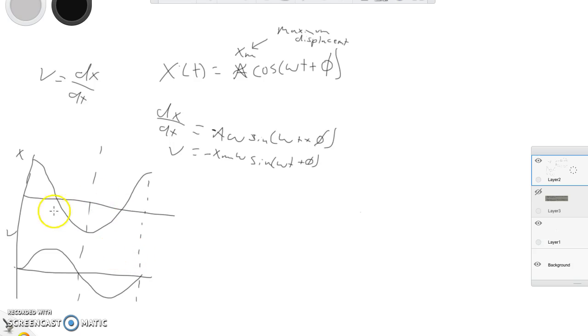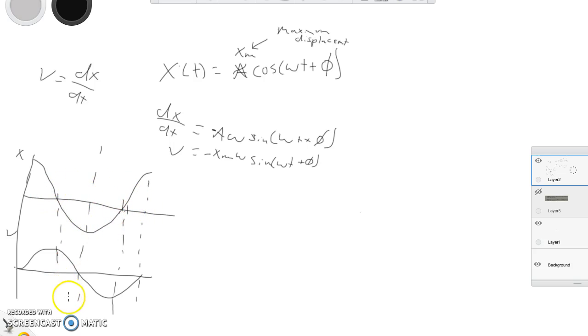And so the question is, if this is position and that's velocity, at what position is our velocity maximized? So at what position does the greatest velocity occur? Hopefully you're seeing that it happens at this position right here and this position right here. And what that tells us is at these equilibrium spots, when it's passing through its equilibrium position, that's when its velocity is at its greatest.